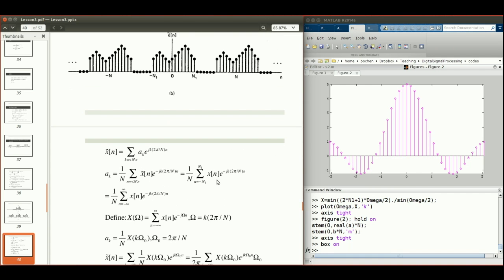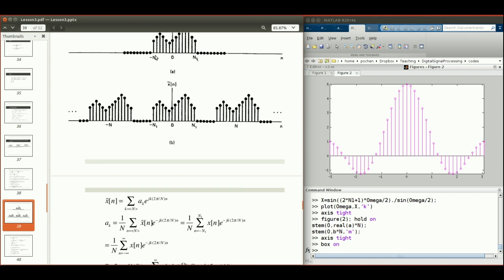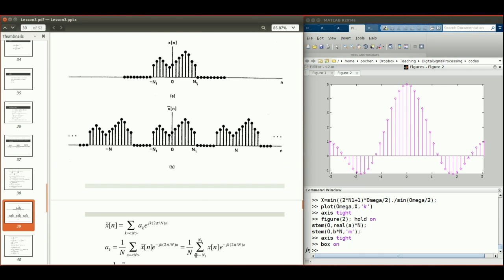Because xn is an aperiodic sequence that has finite duration, this summation, n goes from minus N1 to positive N1, we can extend the range of the summation for xn. Because we know that xn is non-zero only in this finite interval, and it's zero outside of it.